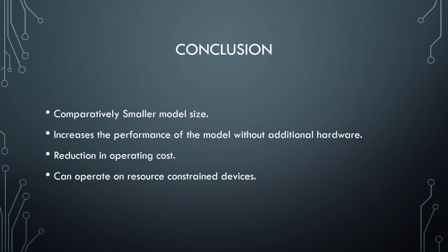In conclusion, comparatively, when pruning is employed, we can see that the model size is reduced, and it increases the performance of the model without any hardware cost. We can also see a reduction in the operating cost, and we can deploy these DNNs or CNNs on resource constrained devices, since all of the computation is done on the server side, and then it's deployed on the embedded systems. Due to this we can see a fast reduction in power consumption, because the efficiency of the model is increased.